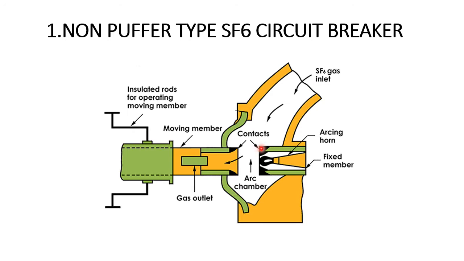That is the construction. Now let's look at the working. Initially the contacts are in closed position and are surrounded by sulfur hexafluoride gas at a pressure of around 2.8 kg per centimeter square. This is before the fault, where the contacts are closed. When the fault occurs, the moving contact begins to separate from the fixed contact. By the arc interruption method, the surrounding medium present between the moving contact and the fixed contact begins to ionize, and an arc is struck between the contacts.